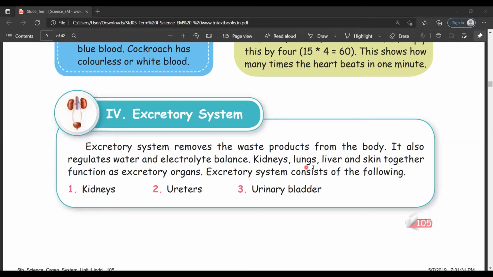Kidneys, lungs, liver and skin together function as excretory organs. So in the excretory system, kidneys, lungs, liver and skin together function as excretory organs. The excretory system consists of the following: kidneys, ureters, urinary bladder.